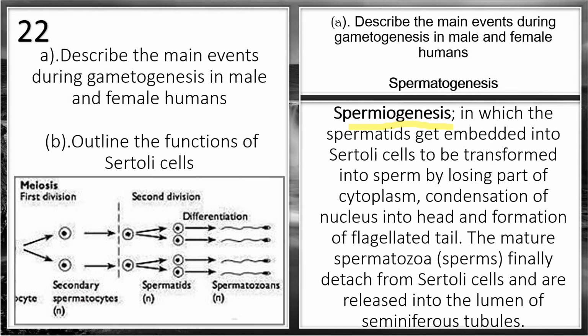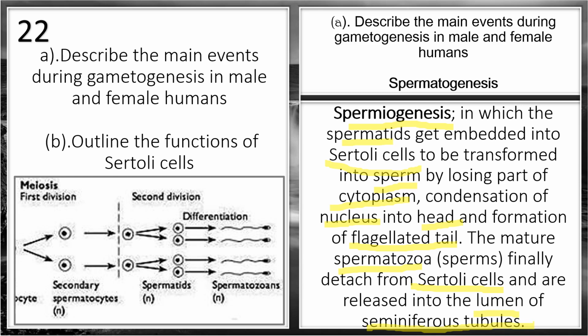Spermiogenesis, in which the spermatids get embedded into the Sertoli cells to be transformed into sperm by losing part of the cytoplasm, condensation of the nucleus into head, and formation of flagellated tail. The mature spermatozoa, the sperms, finally detach from the Sertoli cell and are released into the lumen of the seminiferous tubules.